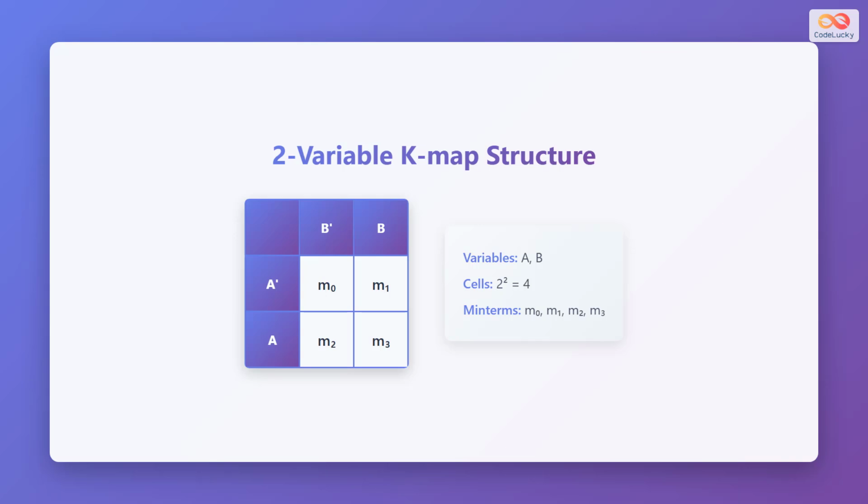Each cell corresponds to a minterm, m subscript 0, m subscript 1, m subscript 2, and m subscript 3. These minterms represent the product terms of the variables. For example, m subscript 0 corresponds to a prime b prime. The rows and columns are labeled with the values of the variables in such a way that adjacent cells differ by only one variable. This arrangement helps in simplifying the Boolean expression.